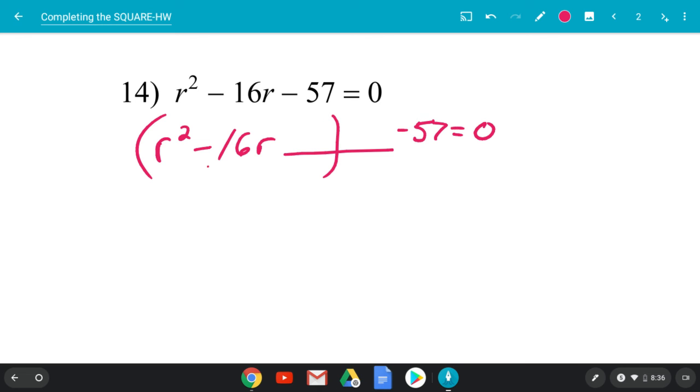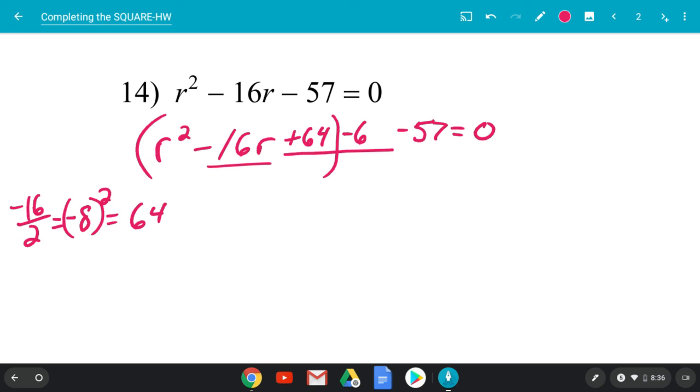I take my middle term and I divide it by 2. Negative 16, oops, that was ugly. Negative 16 divided by 2 is negative 8. Negative 8 squared is 64. So I'm going to add 64 and subtract 64. That way I did nothing. Okay. Factor the perfect square trinomial now.